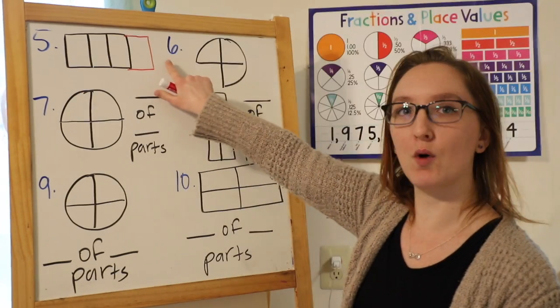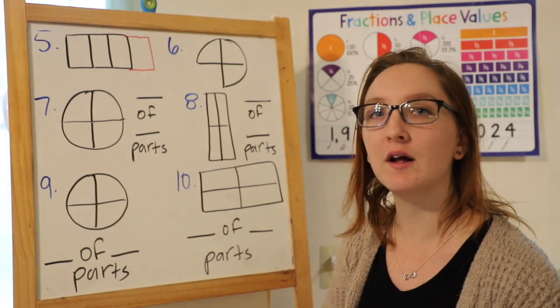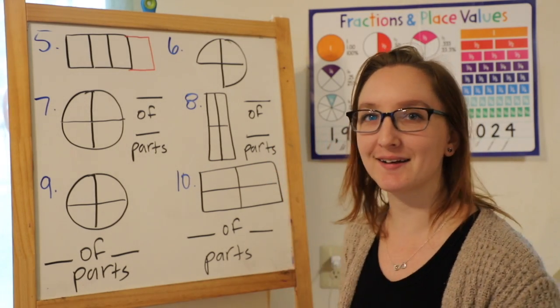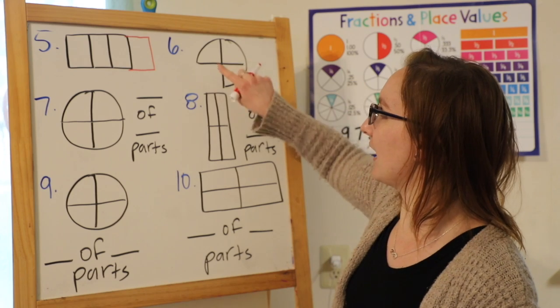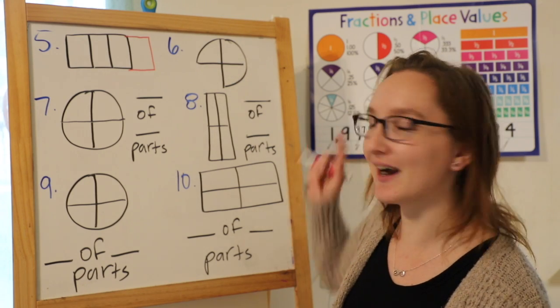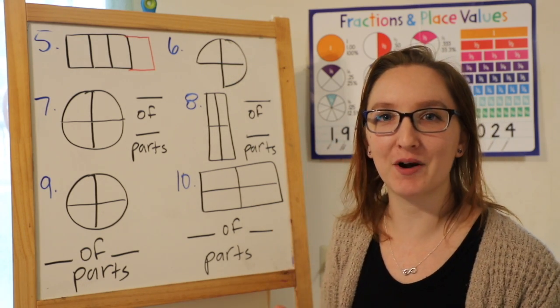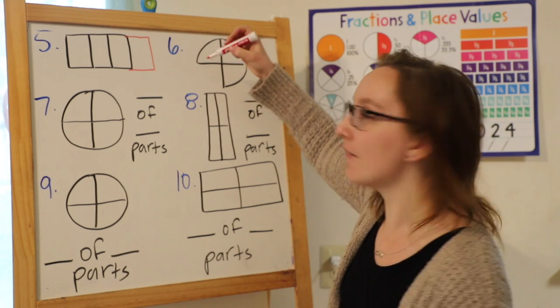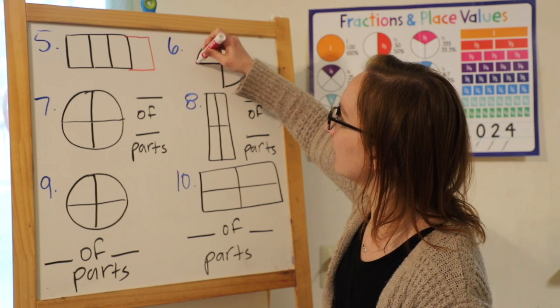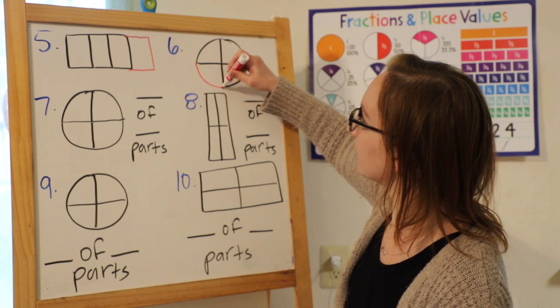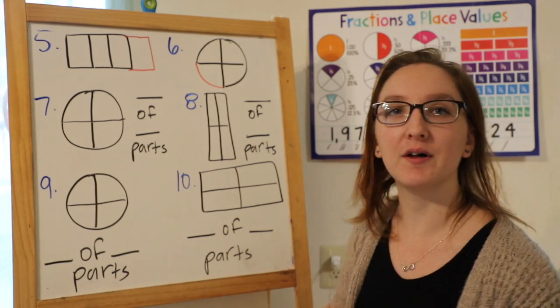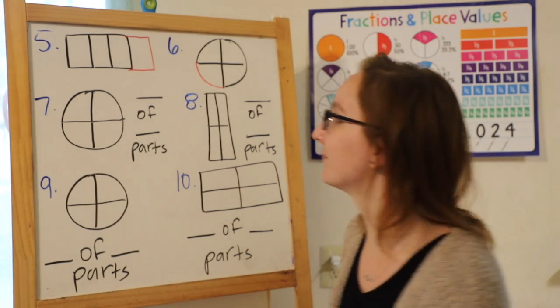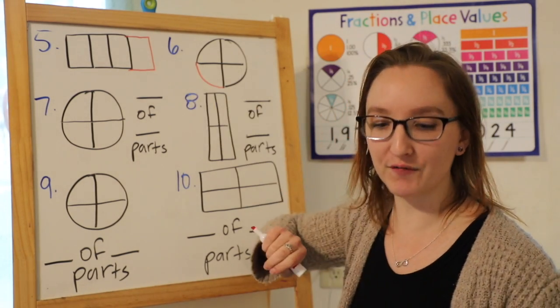So now I have 1 whole rectangle split into 4 equal parts. Then I have an almost circle here. I need to draw in the 4th part of my circle. So I'm going to pick up where it left off, and I'm going to do a little curved line to the other side, and that will fill in my 4th part. So go ahead and make sure those are correct.